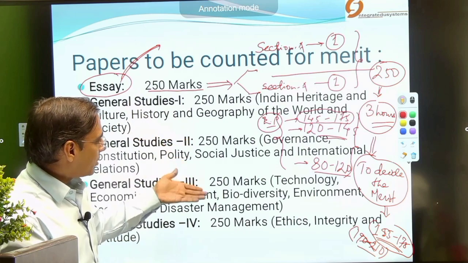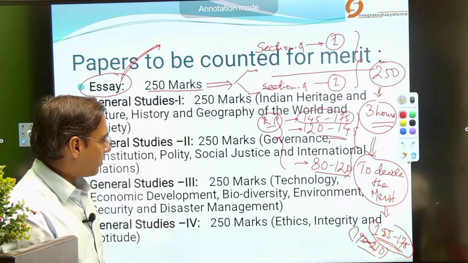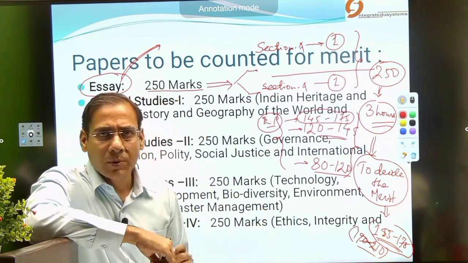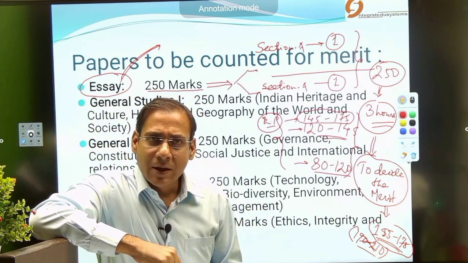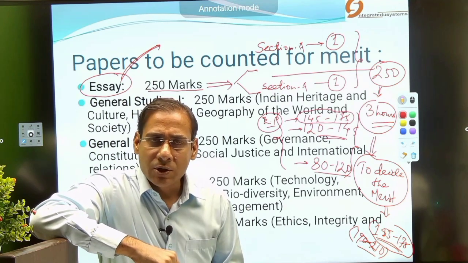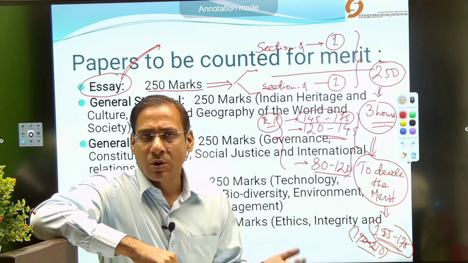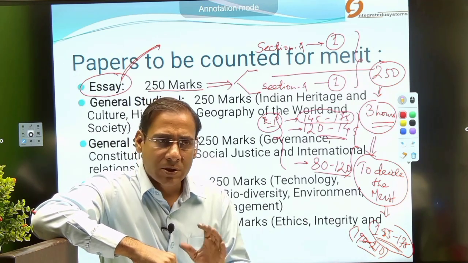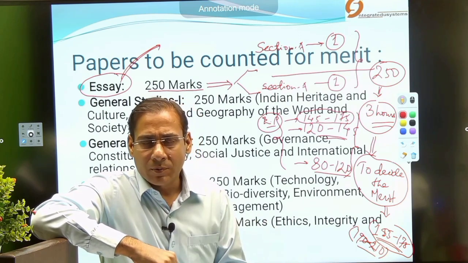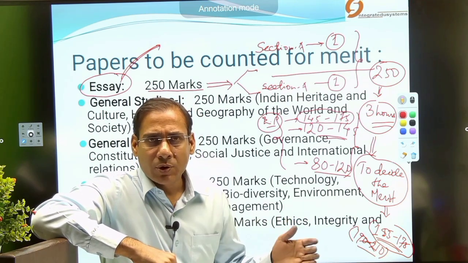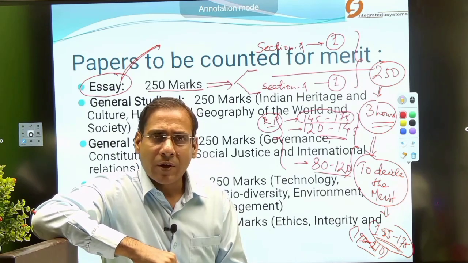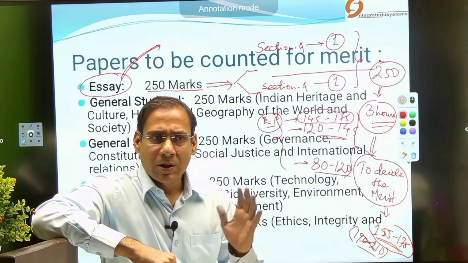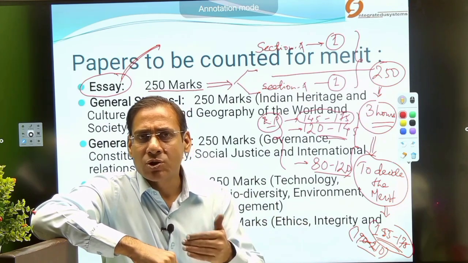Now when you come to the GS papers, there are 4 GS papers. GS paper 1 enshrines history including art and culture, and there is an additional part which is not in prelims, the world history. So the aspirant has to prepare world history. The syllabus is pretty defined, and right from 2014 onwards, I have observed that major events have been asked by UPSC in the world history section.